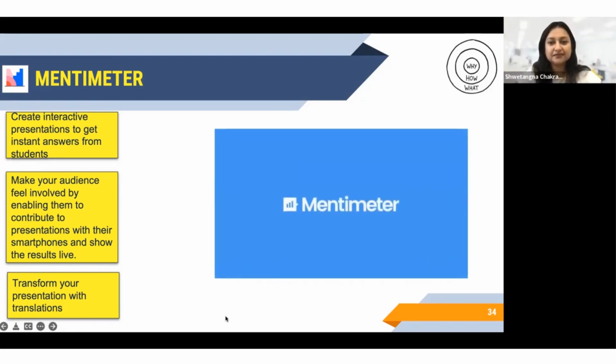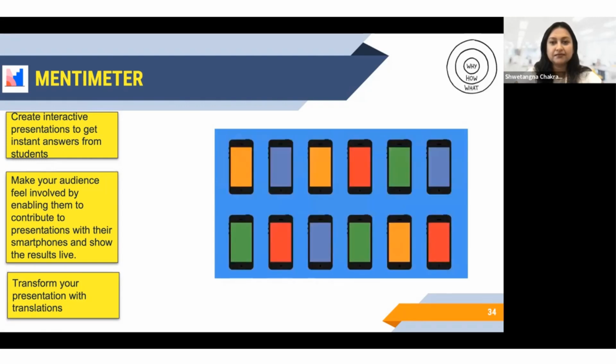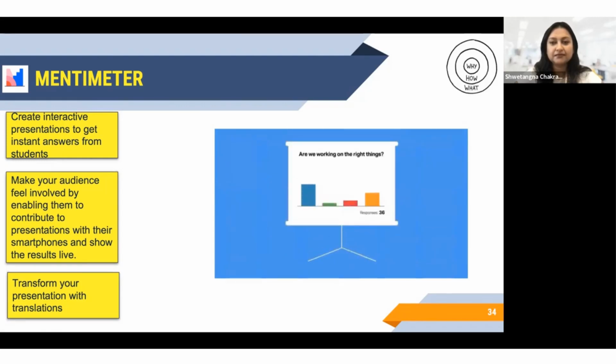Mentimeter is an easy-to-use, powerful interactive presentation tool. All you have to do is create a question, then press present. The audience then uses their smart device to enter the presentation code and submit their answer. With Mentimeter, you get unbiased results visualized in a way that encourages reflection and sparks discussion.